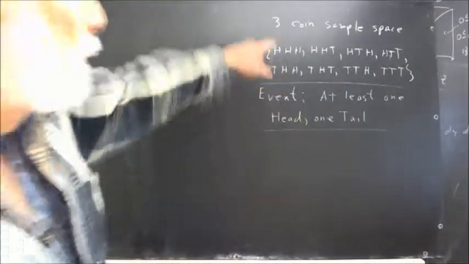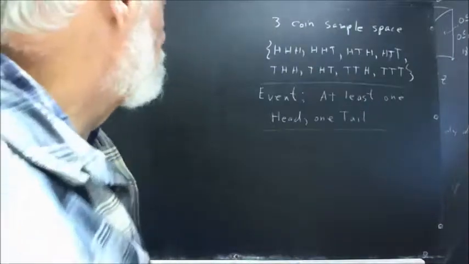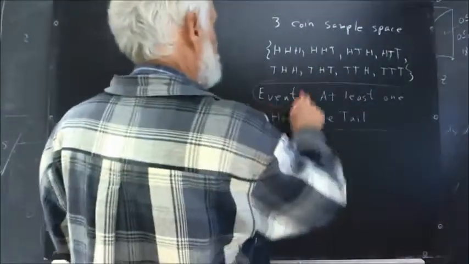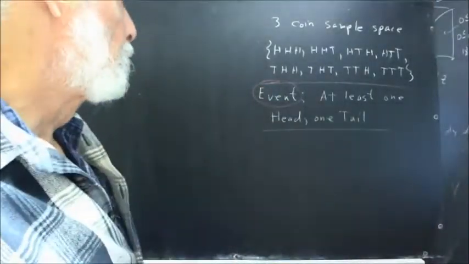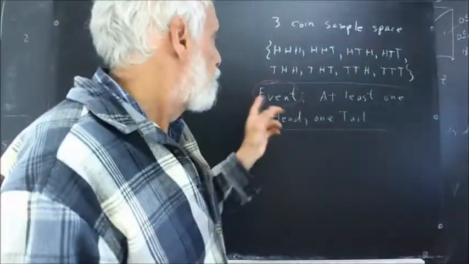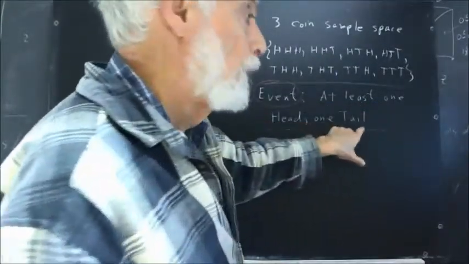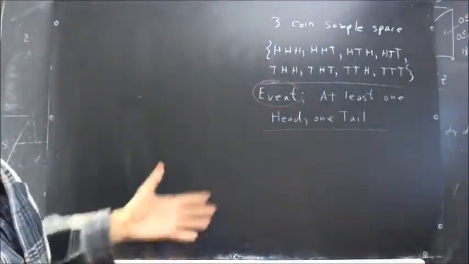Now here's our sample space for 3 coins, something you should be familiar with by now. We're going to define an event. An event is just something that can happen when you flip 3 coins, okay? The event in this case is going to be at least 1 head and 1 tail. Okay, so 3 coins, at least 1 head and 1 tail.